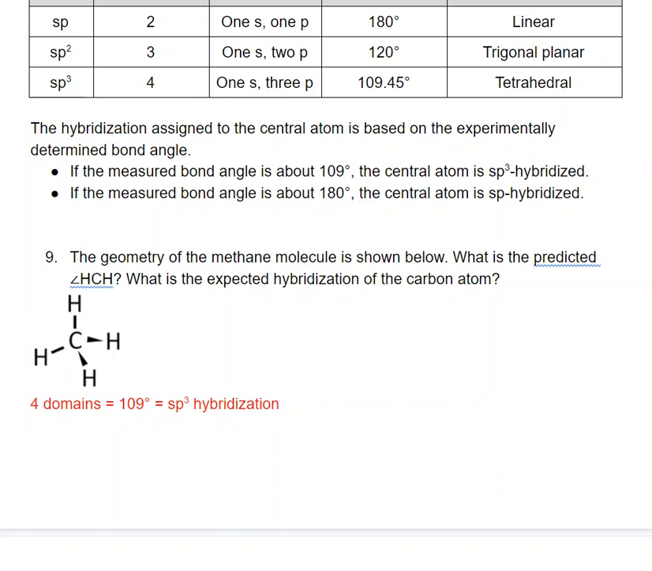So here's methane. What is the predicted bond angle? We would expect, since we have 4 domains, that our bond angle would be 109, roughly. That indicates to us that there's sp3 hybridization going on. Around that carbon, the s and 3 p orbitals are interacting with each other, and this forms sp3 hybridization. This is showing us that carbon is able to form 4 bonds, which is what we would predict with the Lewis structure.